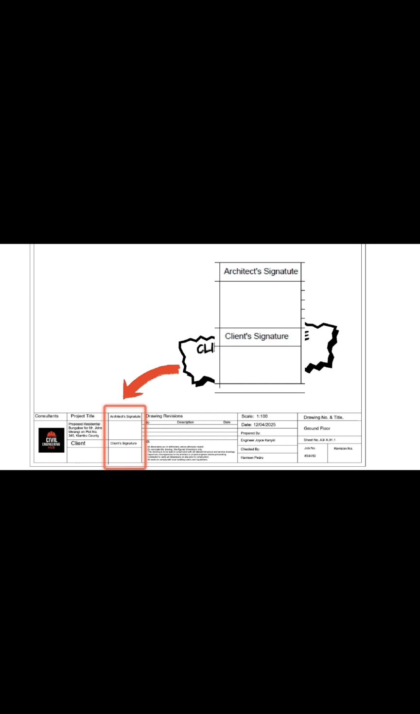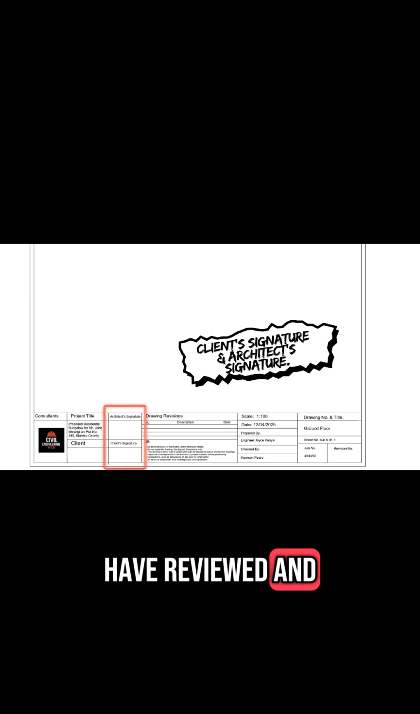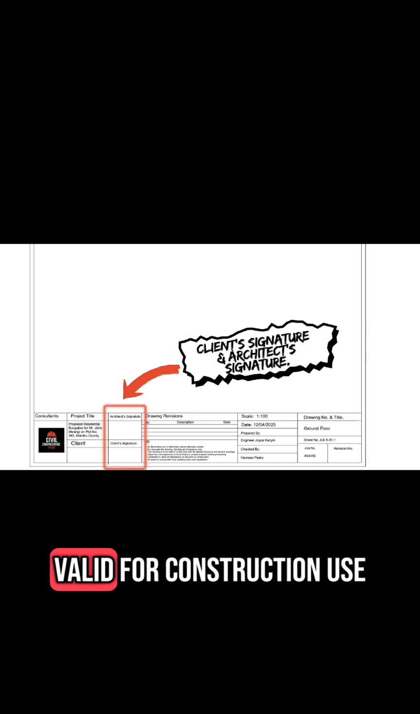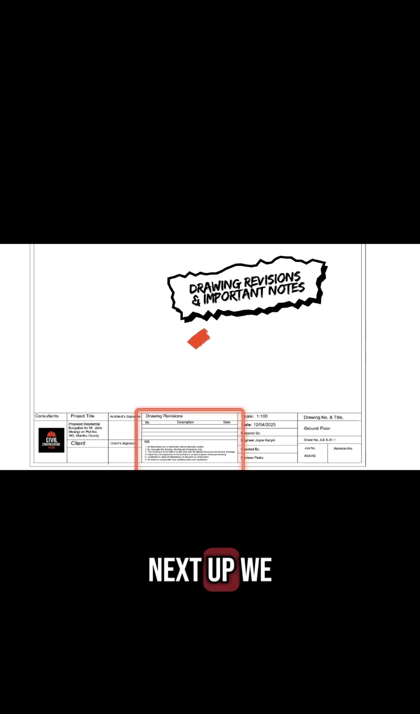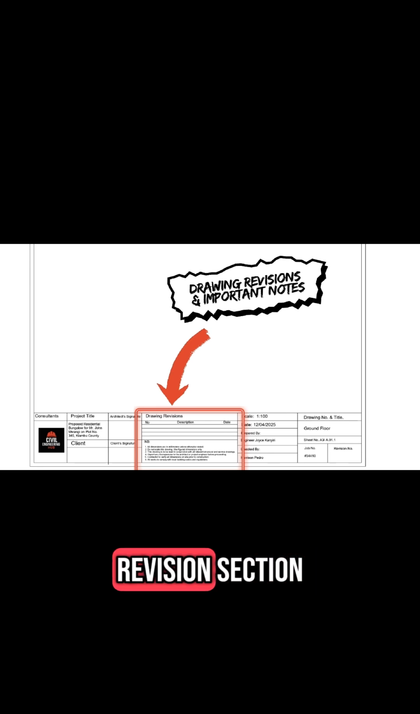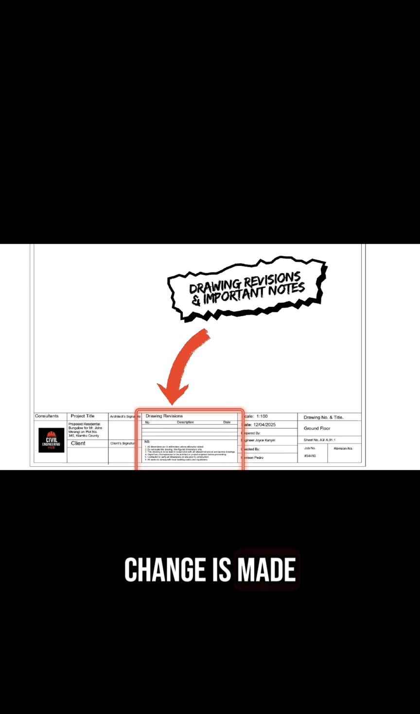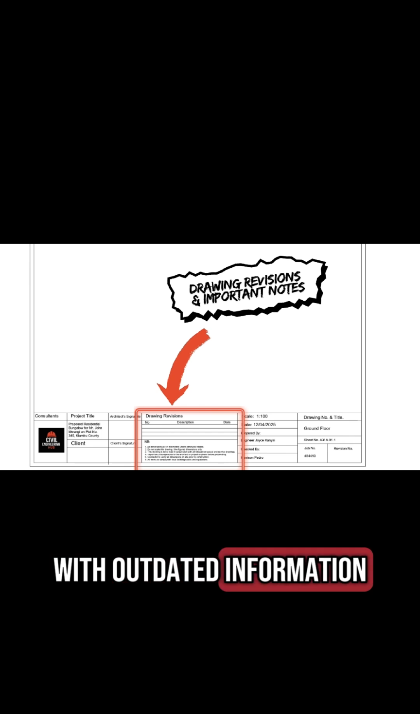the architect. These are important because they show that both parties have reviewed and approved the drawings. It makes the drawings official and valid for construction use. Next up, we have the drawing revisions section. This is where any updates to the drawing are recorded. So if a change is made later on, this is where you'll see the version history. It helps you to avoid working with outdated information.